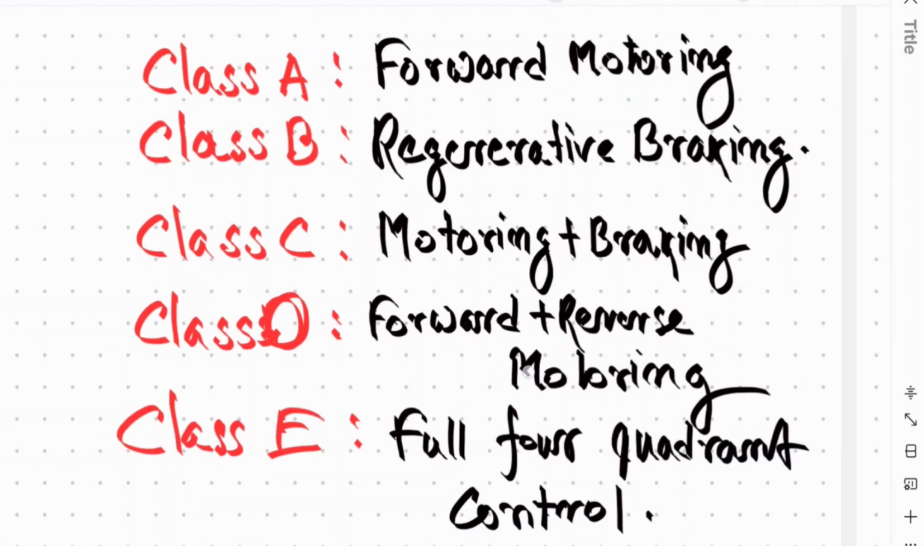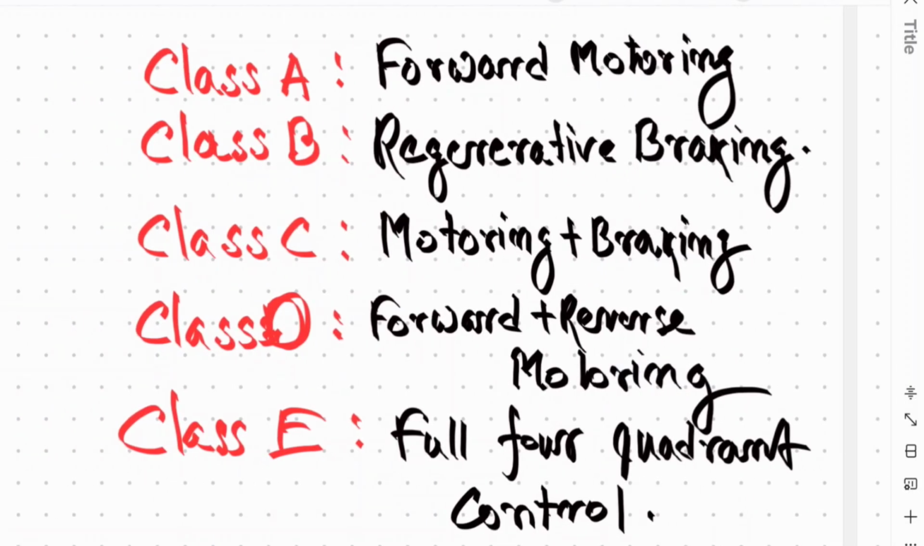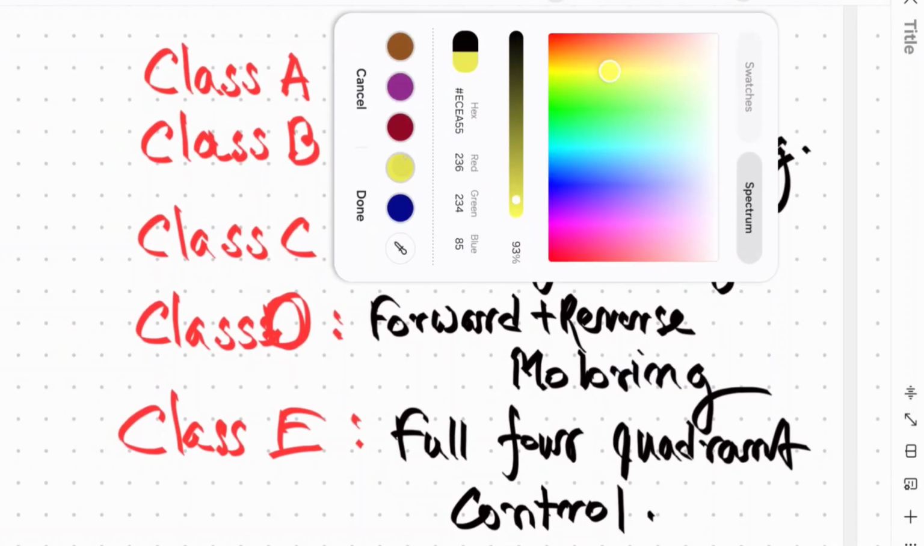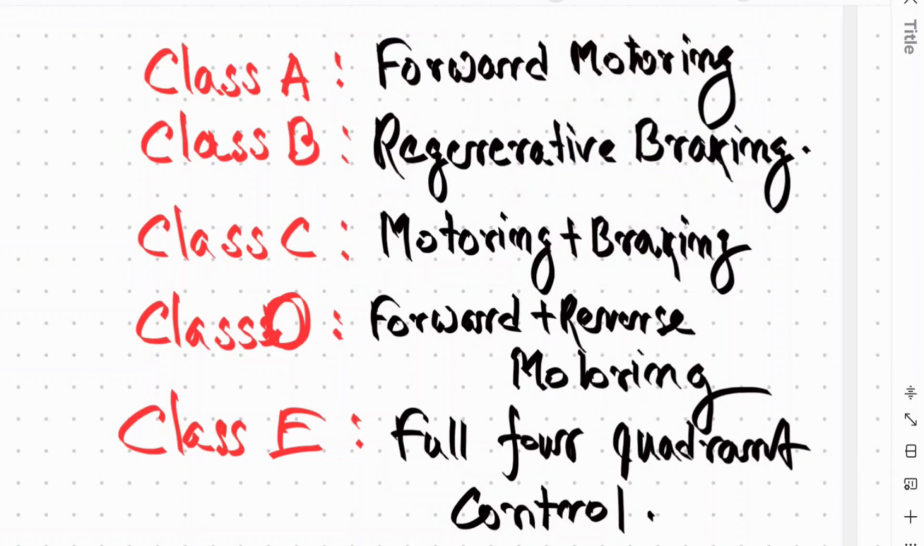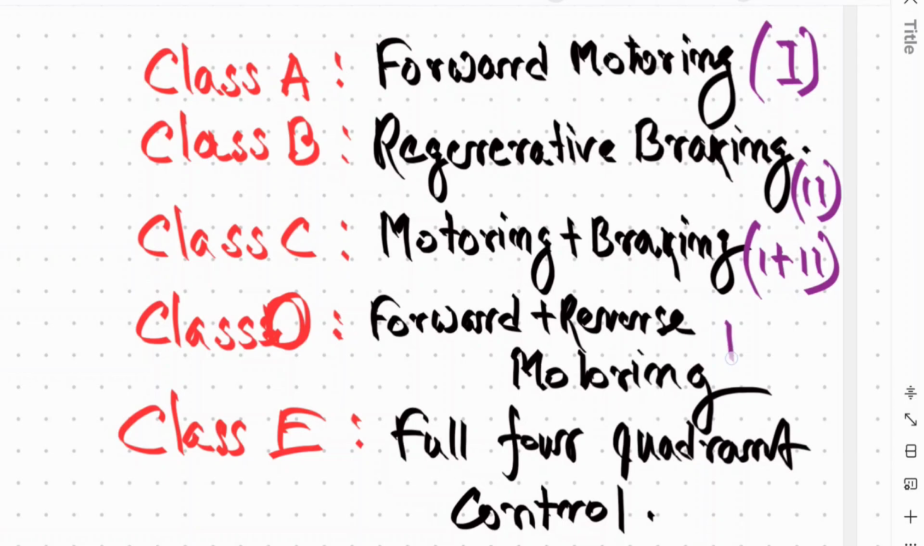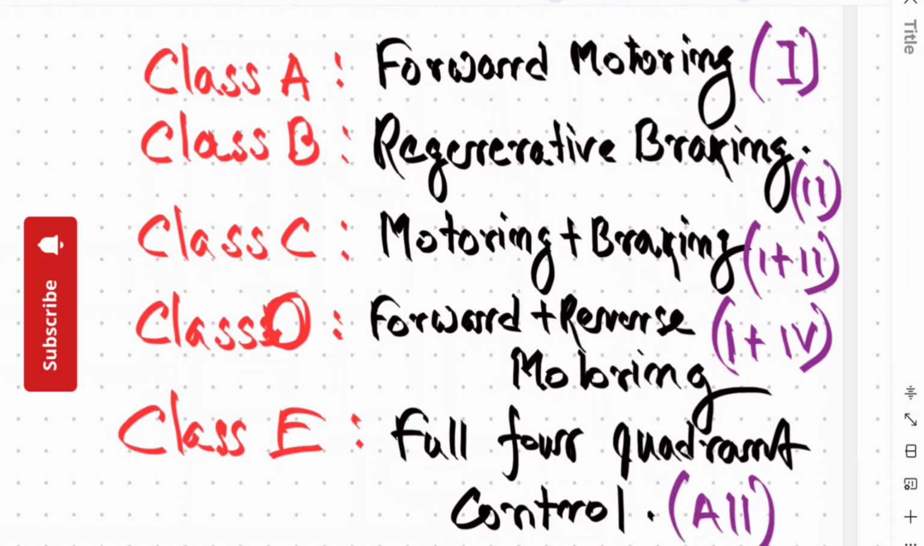In addition, we can add: class A, first quadrant; class B, second quadrant; class C, first quadrant plus second quadrant; class D, first quadrant plus fourth quadrant; and this is for all. Okay, that was the quick overview of all chopper classes.